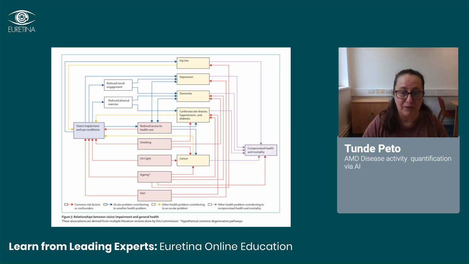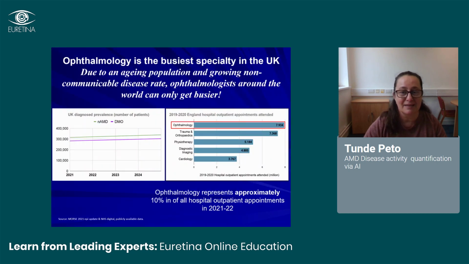But also, if we look at the interrelationship between vision impairment and general health, you will be able to see that there are quite a number of issues that are influenced by our ability to see and to engage with our social environment, to exercise, and it will help us not to be depressed. Dementia will be fought off, and our cardiovascular and cancer risks will drop. So it's important that we think about eye diseases in the entirety of the population.